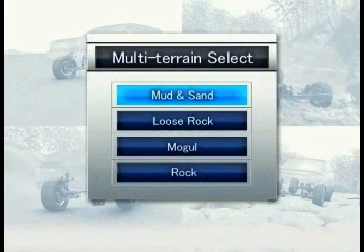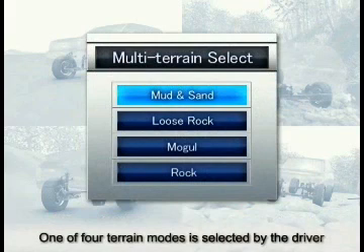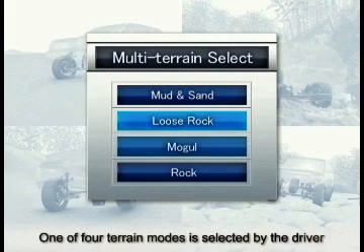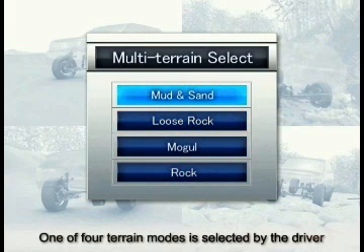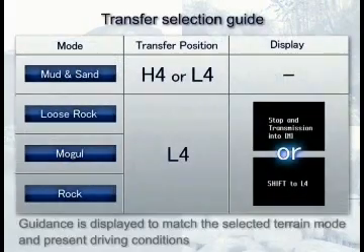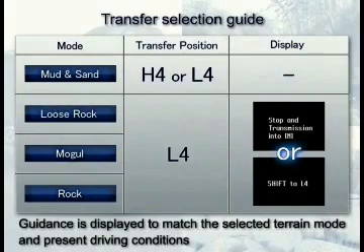By turning the dial on the control switch, the driver can select from 4 off-road terrain modes: mud and sand, loose rock, mogul, and rock. Once a mode is selected, the accessory meter will display directions for engaging the correct four-wheel drive mode. For the mud and sand mode, the transfer lever must be in high 4 or low 4 position. In this mode, no operational guidance will be displayed in the accessory meter.